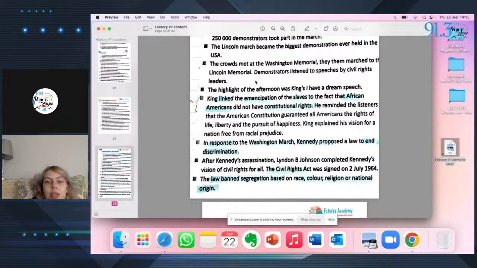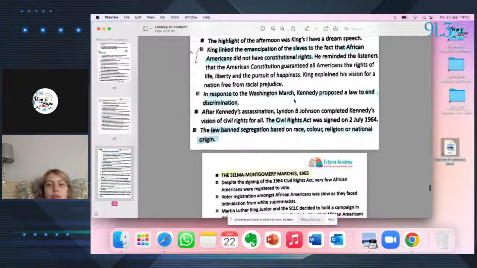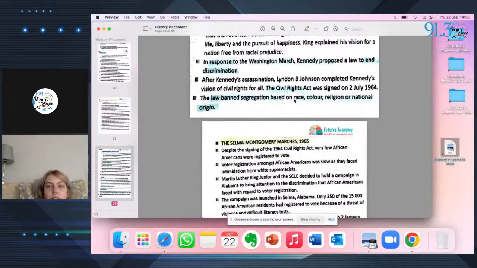Demonstrators listened to speeches by civil rights leaders. The highlight of the afternoon was King's I Have a Dream speech. This is a very famous speech. You guys should go look it up on YouTube. In this speech, King linked the emancipation of the slaves to the fact that Americans didn't have constitutional rights. He reminded the listeners that the American Constitution guaranteed all Americans the rights of life, liberty, and the pursuit of happiness. King explained his vision for a nation free from racial prejudice.